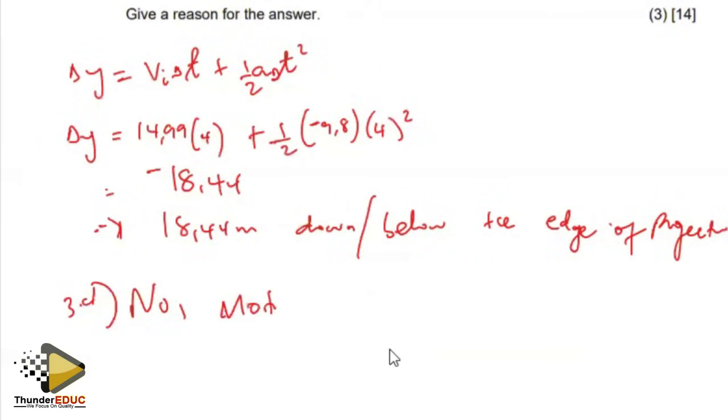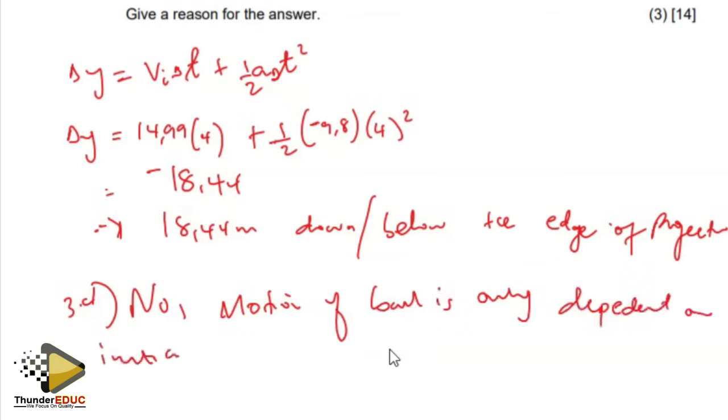It's saying that motion of the ball is only dependent on initial velocity. It does not depend on the point of projection. Then someone says, will that give you 3 marks? Yes, it will give us 3 marks. Remember, we took a stand to say it's a no, and then our explanation can give us the other 2 marks.